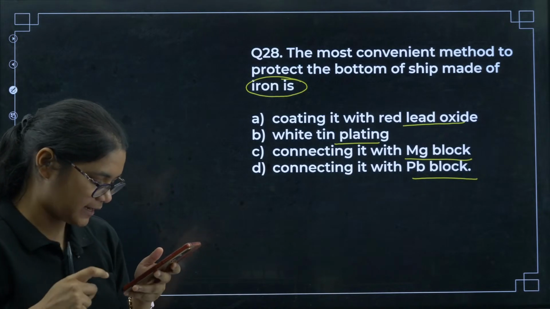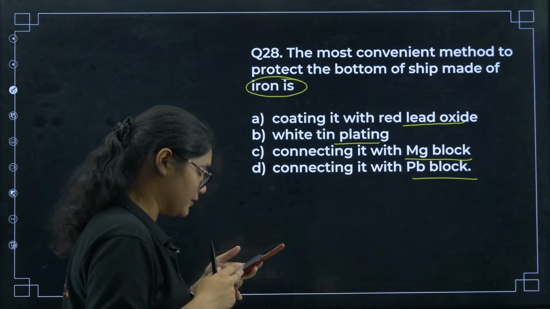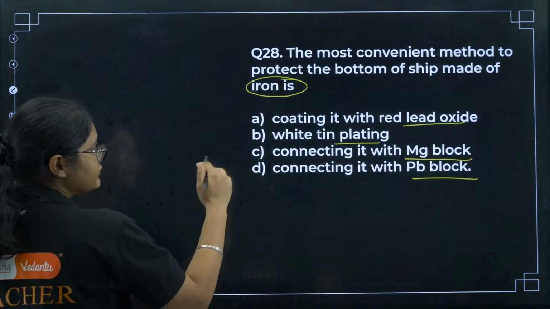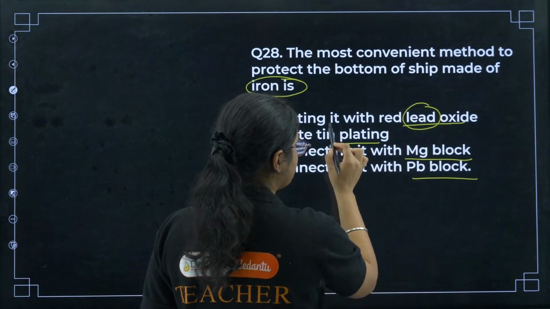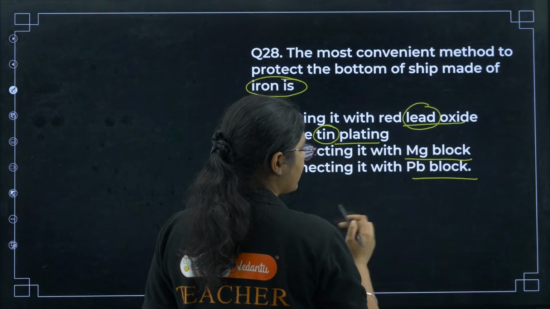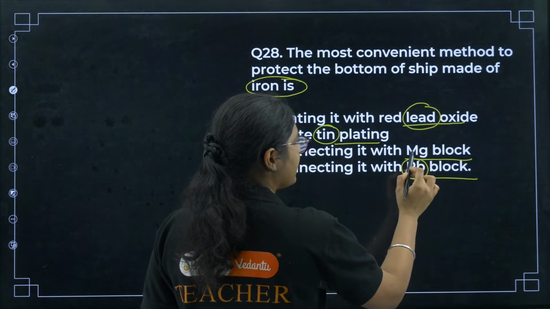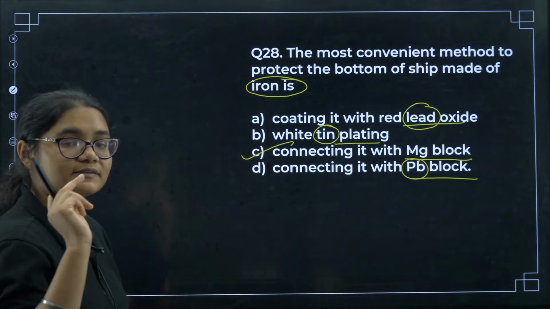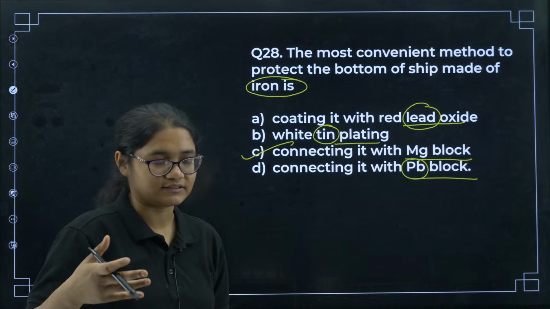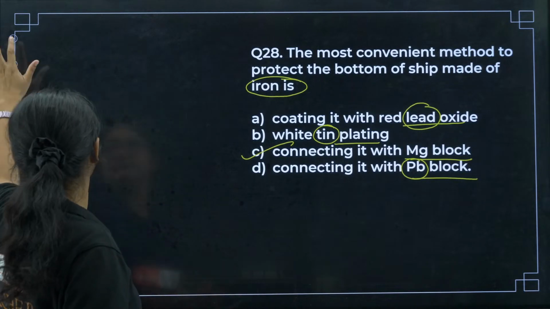Yes, Ananya is correct here. You have to find a metal which is more reactive than iron. Lead is less reactive than iron. Tin is less reactive than iron. Again here also lead is there. Magnesium is more reactive than iron, so it can be used for protecting iron because it will undergo oxidation faster. So option number C here.